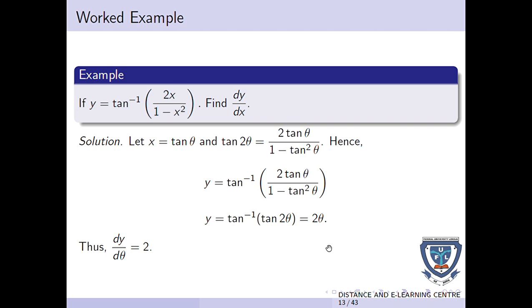Let's look at more worked examples. If y is equal to arctan of 2x over 1 minus x squared, find dy/dx.